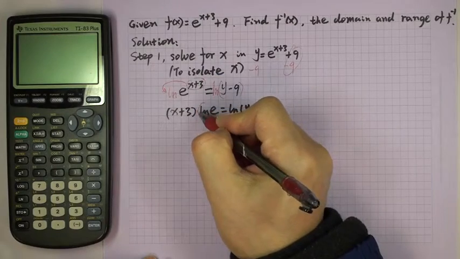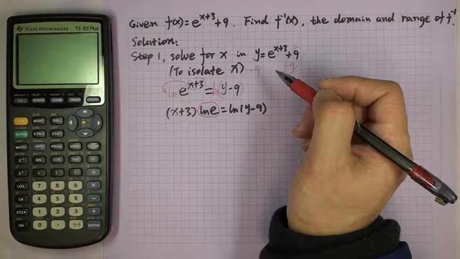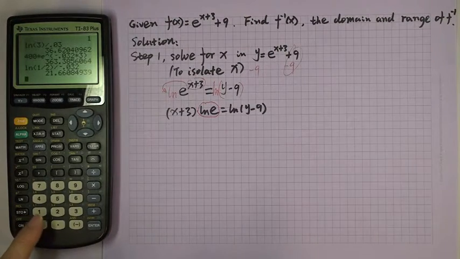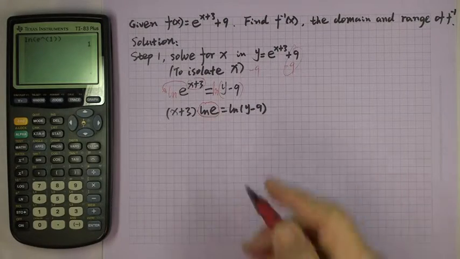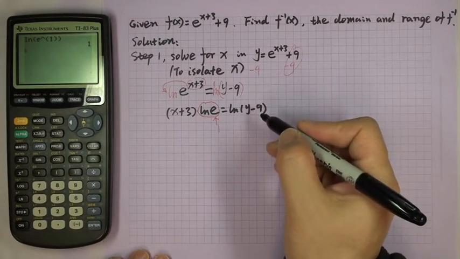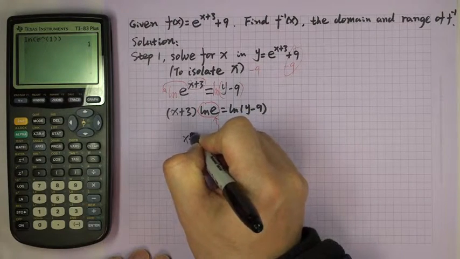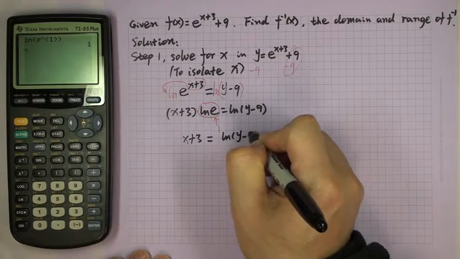Remember, natural log e is 1. This is again also a very common value. If you don't remember, you can turn on your calculator, and natural log is on the left top part. You do second e. E to the what? To the 1 is still e. So natural log e is 1. If it's 1, you don't have to write it. Let me write it like x plus 3, and then natural log of y minus 9.